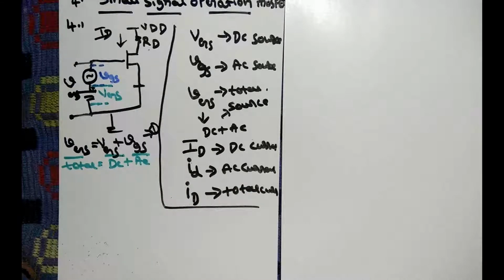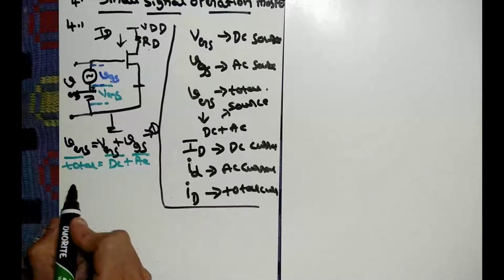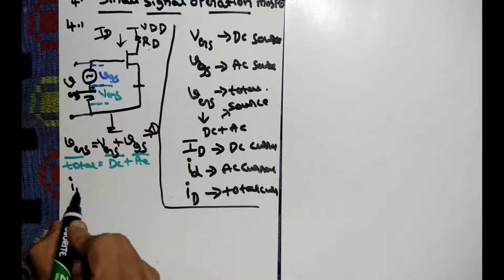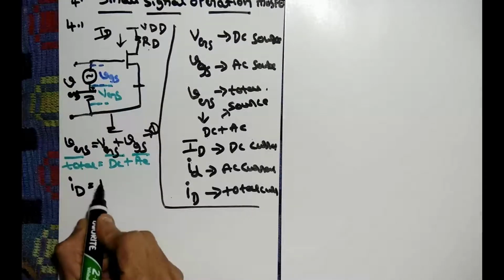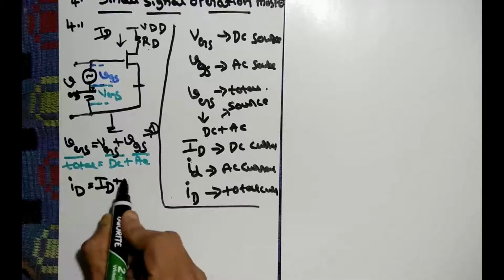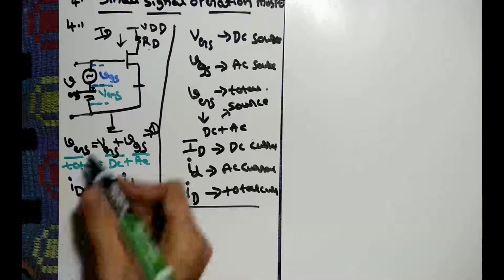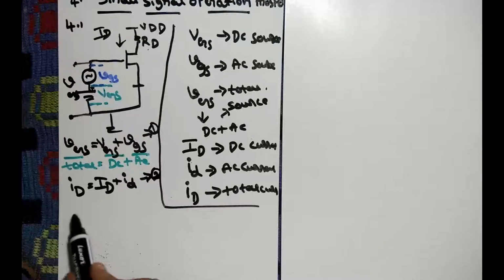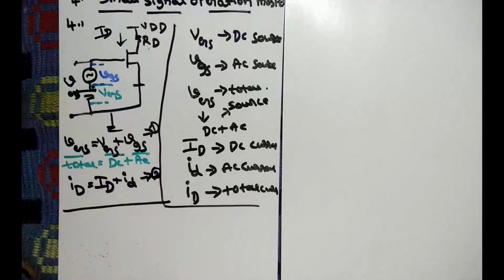In a similar way we can represent the current also. When representing current, small i capital D is equal to capital ID plus small id. This is the same representation as above. We call this equation 2. These are the two extra equations we consider in the small signal model: the total voltage source and the total current.